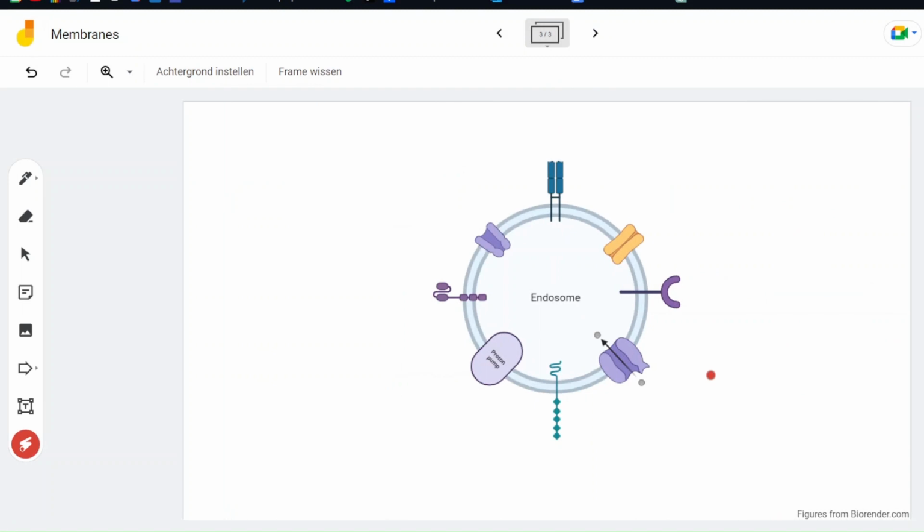And then the last example I'm going to give is endosomes. And as you can see, it has multiple proteins. It has receptors, which can be important, and it has transporters. And that's what I'm going to focus on now. Inside of the endosome, there can be a different pH level. And because of these proteins, the pH level can be maintained. And this is important for certain functions. And yeah, this is what I wanted to say about membranes.